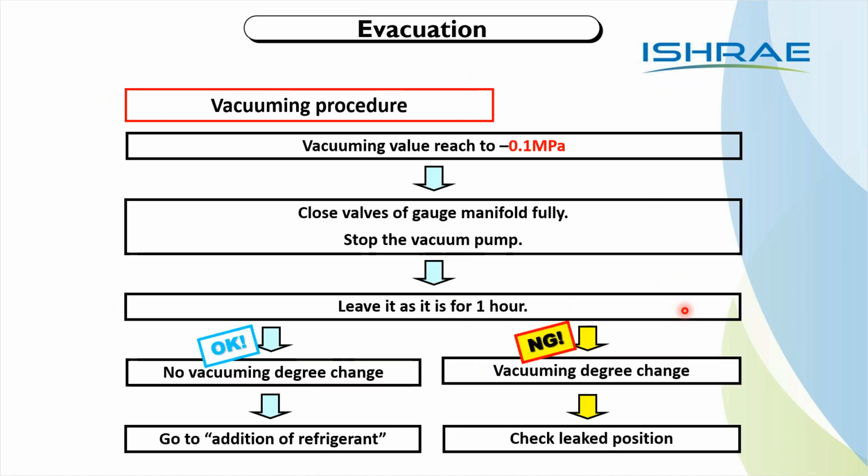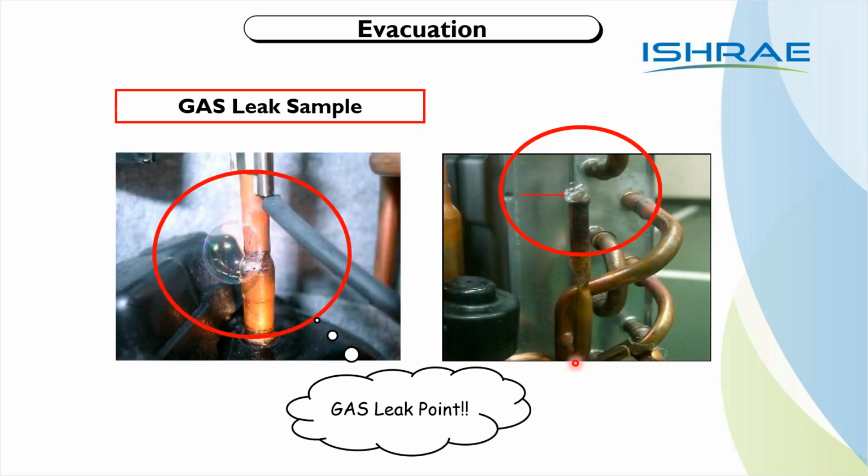So, vacuuming procedure: vacuuming value to reach 1 megapascal, close the valve for the gas manifold, stop the vacuum pump, and leave it as it is for 1 hour. If there is no change in vacuum, it is good. But if there is a change in vacuum, then that means there is a leak somewhere. Go back again to nitrogen pressure testing and make sure that you find the leak and follow the same procedure.